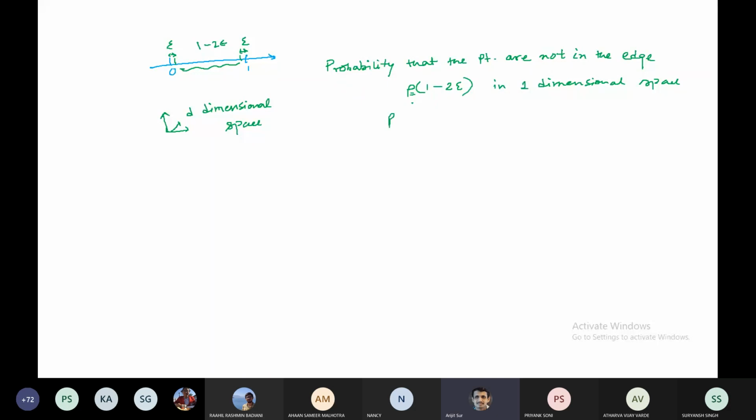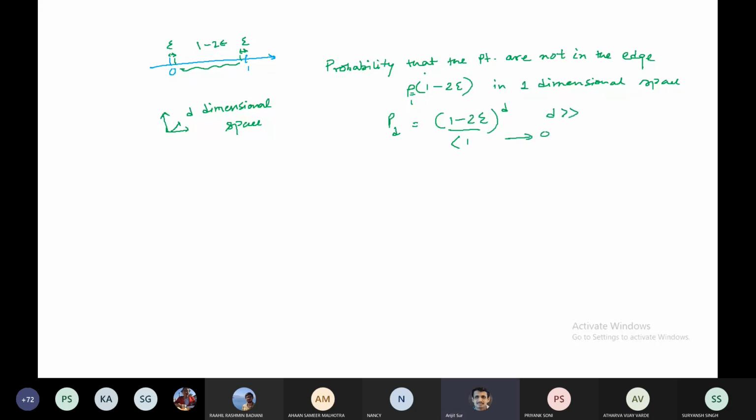Now what is this probability? This is one dimensional probability, this is a d-dimensional probability. That is (1 minus 2 epsilon) to the power d. Now what does this mean? 1 minus something, so this quantity is less than 1. And if it is less than 1 and to the power d is a very high number, then it is very close to 0.